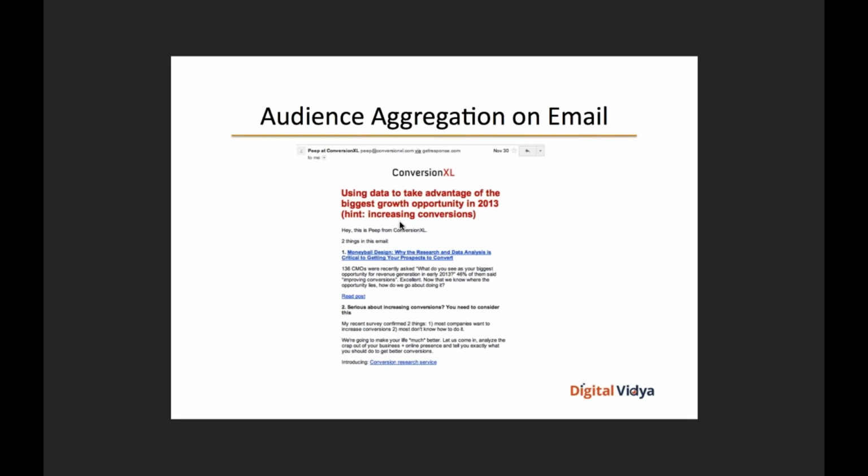And as you can see, there are two kinds of call to actions here. One is a call to action which allows readers to actually read a new blog which they've posted around this particular topic. And the second was giving them access to a particular report, which is an outcome of a survey which they undertook with their customer audiences. This is again an example of audience aggregation.